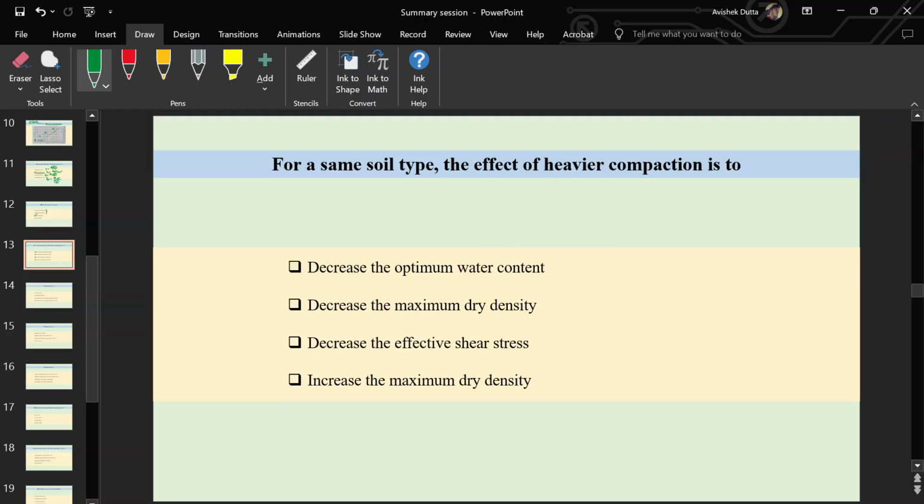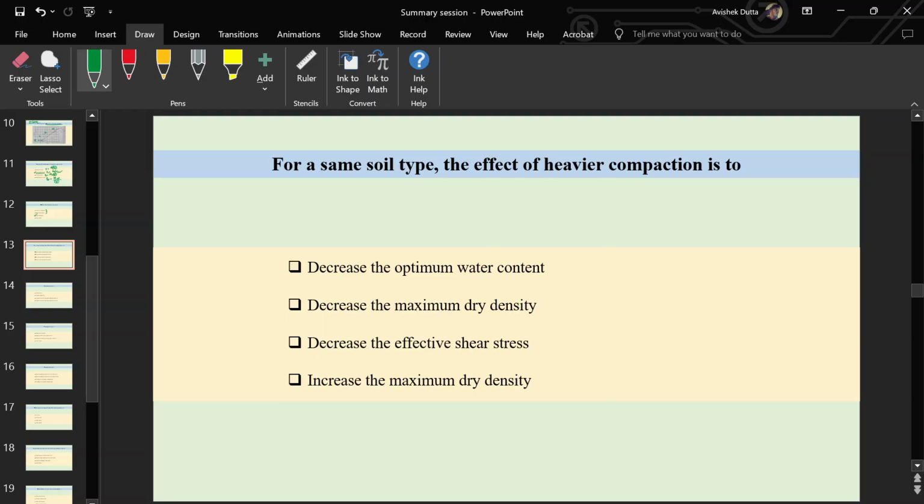What is the answer? What are the answers? Sir, can there be two options? Yes, obviously, this is a multiple select correct question. There can be two, there can be three, there can be four. Tell me, what are the correct options? To decrease the optimum water content, and increase the maximum dry density. Okay, so your answer is option 1 and option 4.